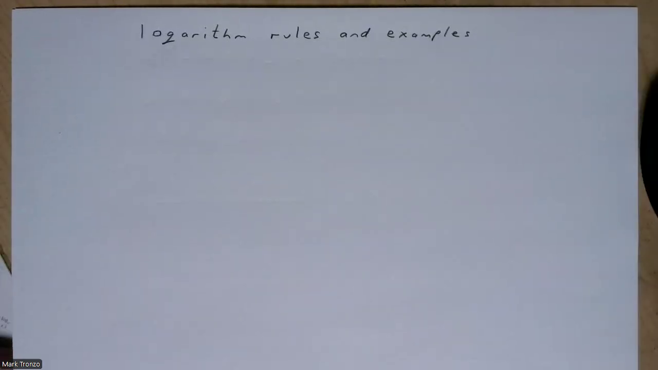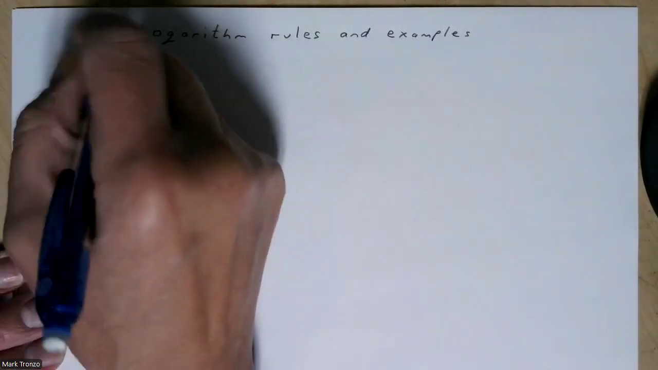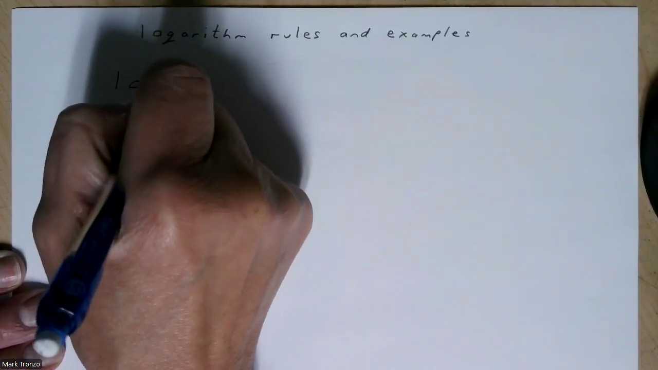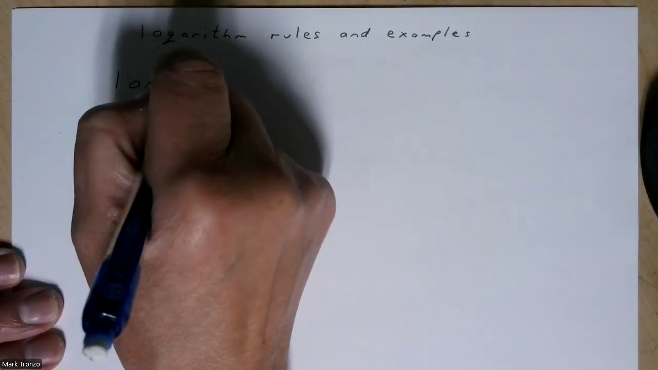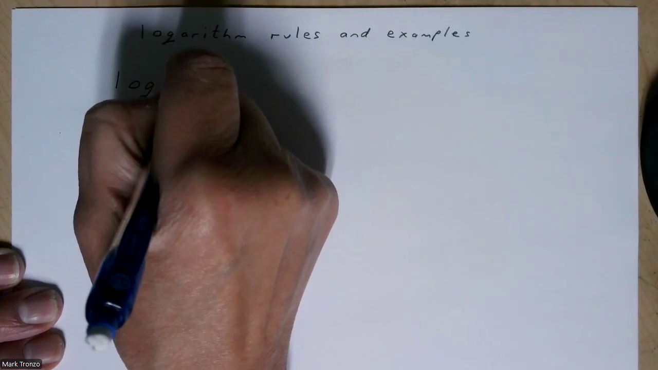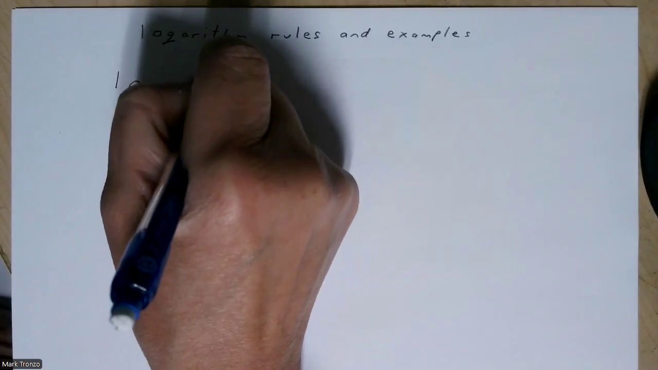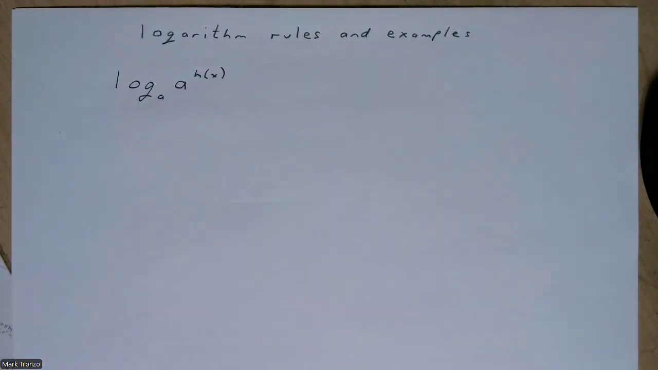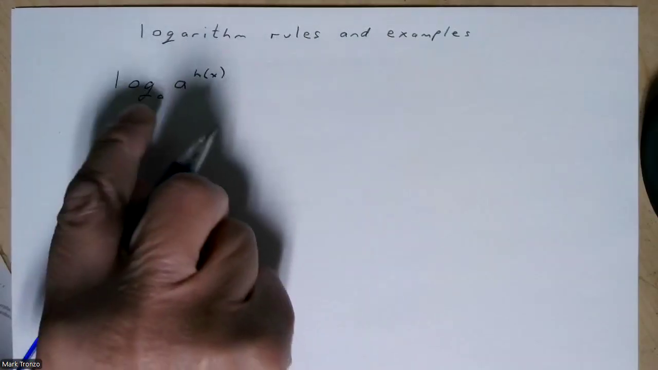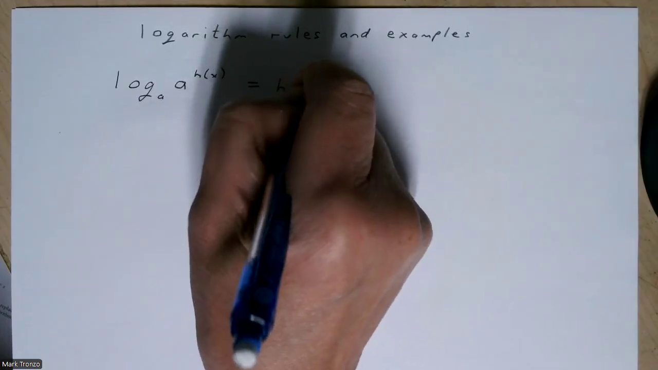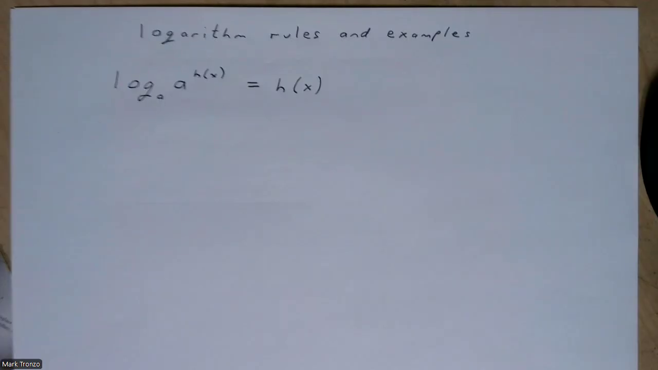In this video, we're going to look at some basic logarithm rules and examples. A couple things to remember. If you have the log to the base a of a to some function h of x, then these are inverse functions, so that's going to end up giving you h of x like this.